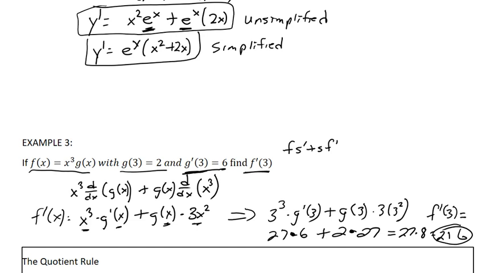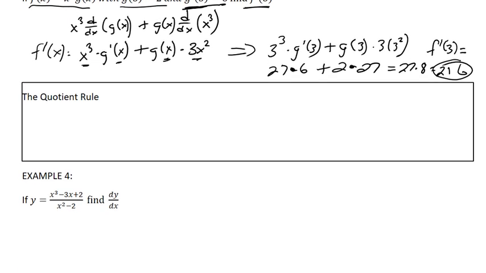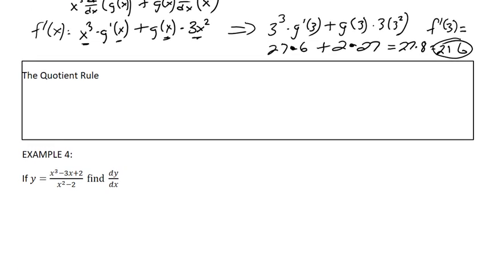Good. Alright, the quotient rule. Now again, just like we did with the product rule, we could look at what we think the quotient rule might be, and again we would be wrong. Just like our guess with the product rule was wrong, if we guess similar to the sum rule, it would be wrong again. Okay, the quotient rule is again a little more complicated than that.